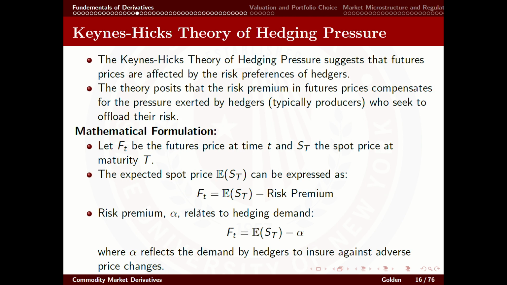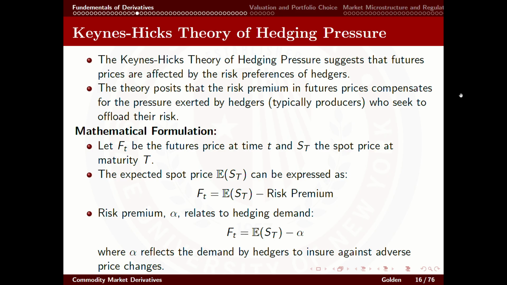So how should we think about these movements, and how should we think about the formation of backwardation and contango? The first model we're going to talk about today is the Keynes-Hicks theory of hedging pressure, which suggests that futures prices are affected by the risk preferences of hedgers. This theory posits that there is a risk premium in futures prices that compensates for the pressure exerted by hedgers who seek to offload the risk. This is the idea that there's usually one part of the market, either buyers or sellers, who sees a greater risk in the market and would like to hedge that risk.